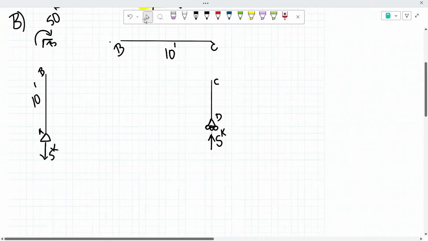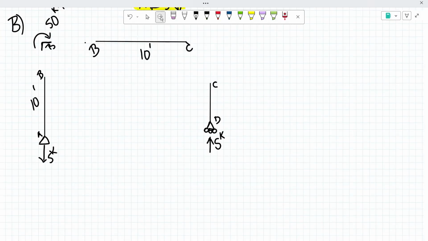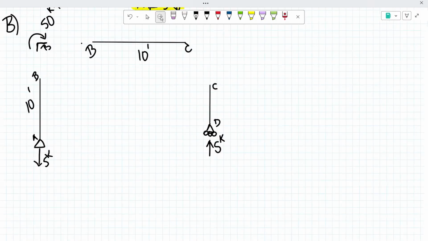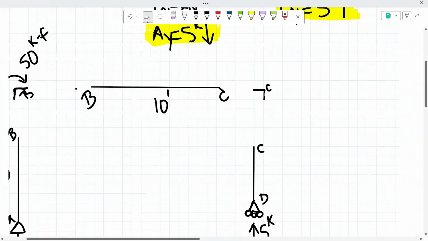Oh, sorry you guys, I forgot to draw out the corner of C. This is corner C. There you go.